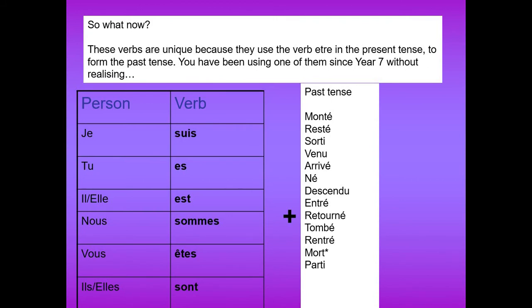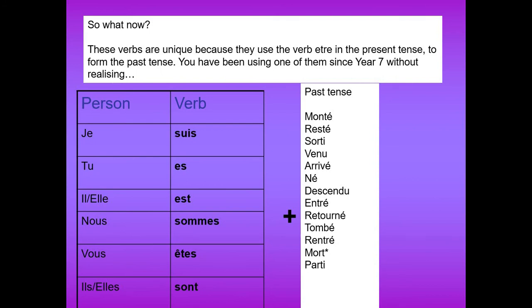So, in the first task that you did today, the gap filling of avoir, this is je suis. This is tu es. This is the être verb, to be. So you use this, not j'ai, tu as, il a, and so on. It's this, plus your past tense.